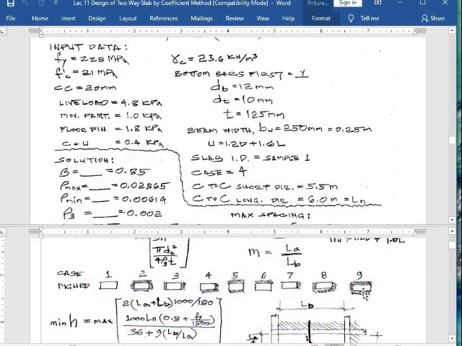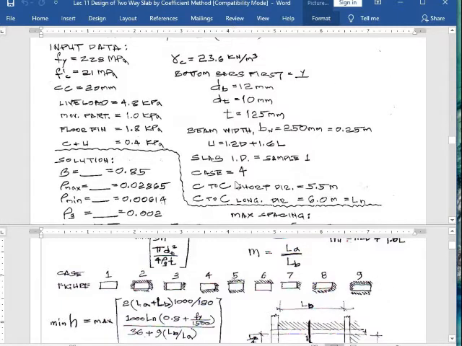You have 1, 2, 3, 4, 5, 6, 7, 8, 9. Yung case 1, discontinuous on all four sides or walang karugtong na slab. Yung case 2 naman, interior slab, merong karugtong na slab or nakadikit na slab on all four sides. Yung case 3, 2 long sides free. Case 4, corner slab yan. And then case 5, 2 short sides free. Case 6, long side fixed. Case 7, short side fixed. And case 8, long side free. And case 9, short side free.